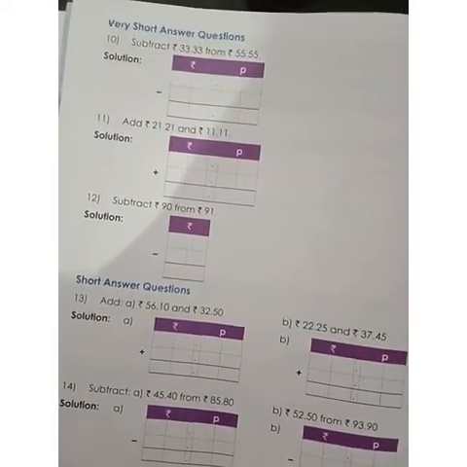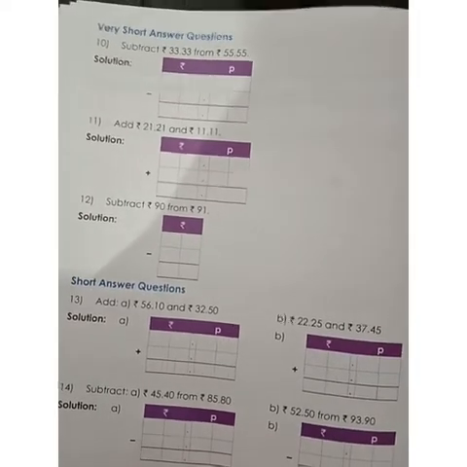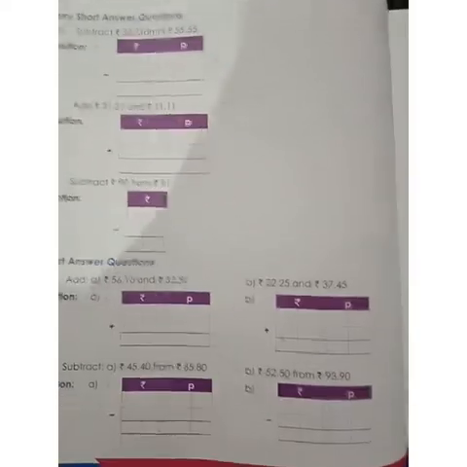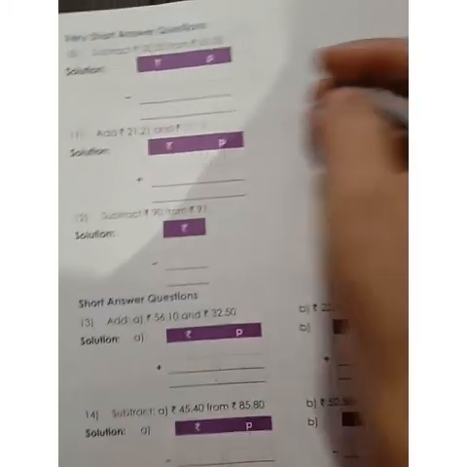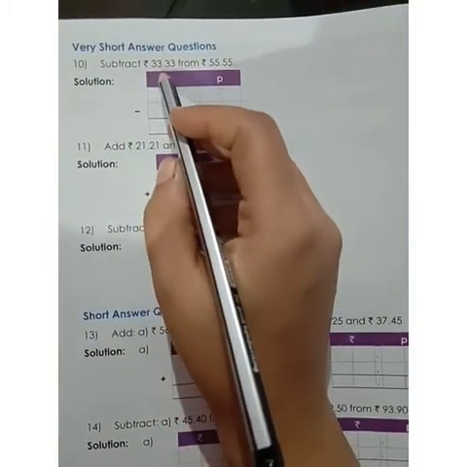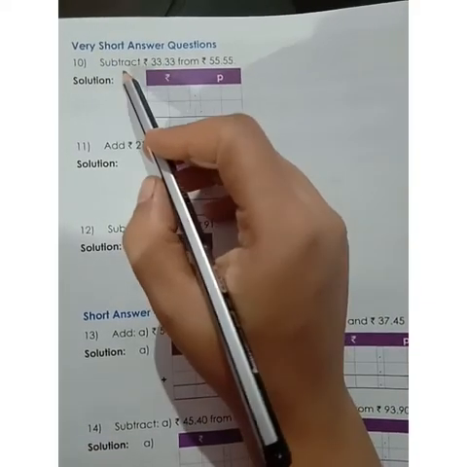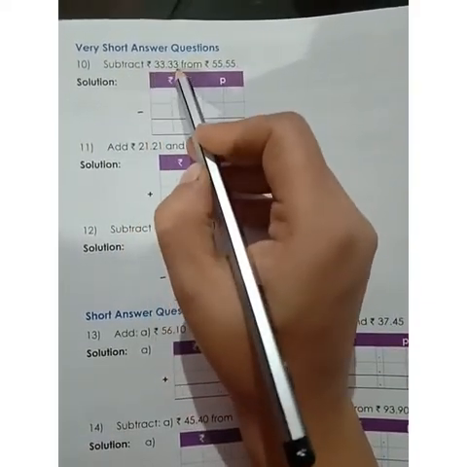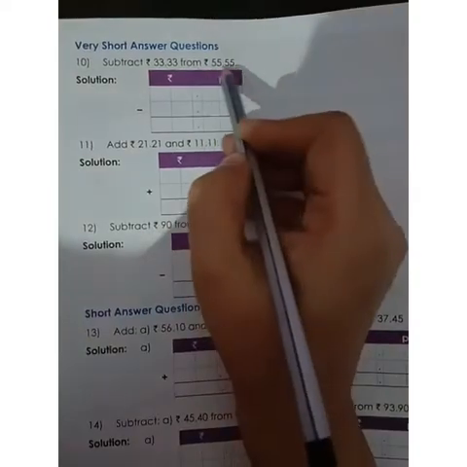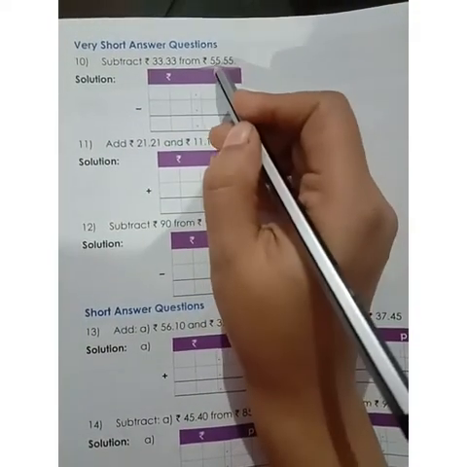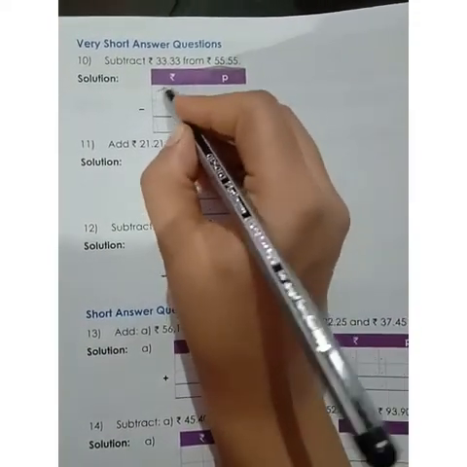In the page here also the columns are already there. We just have to add the number. So question number 10 is given. Subtract rupees 33 and 33 from rupees 55 and 55. The word is written here. Subtract this from this. That means this is the bigger amount. Don't get confused with that. This is a bigger amount. So I'll put the numbers here.